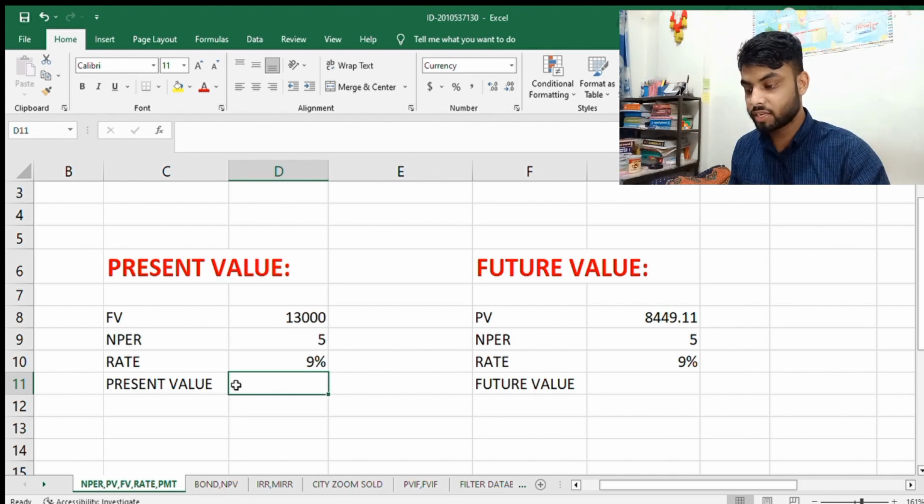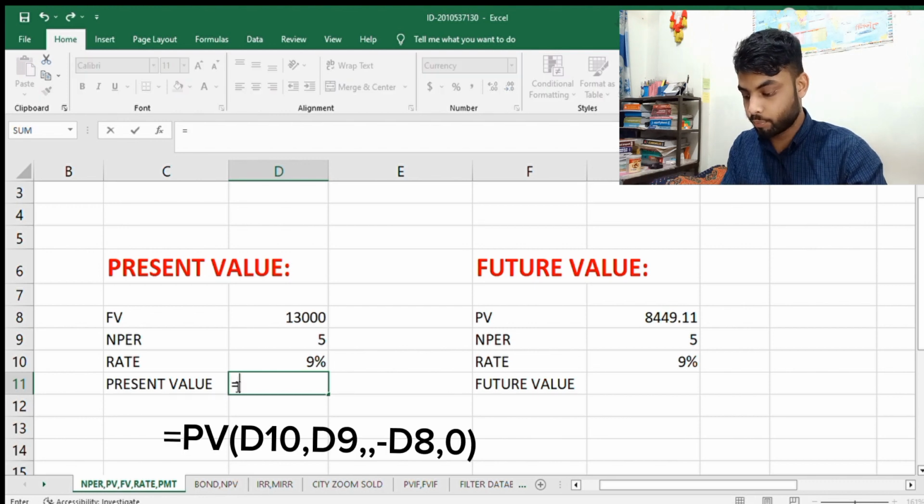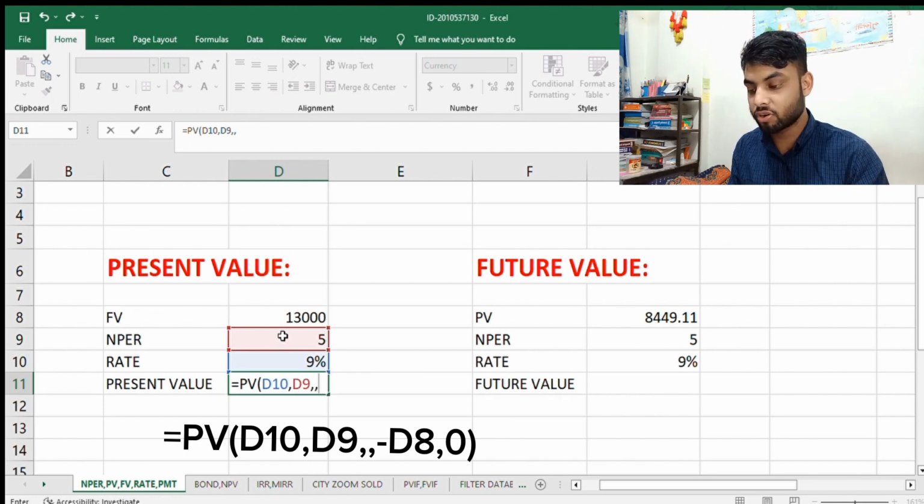For this, we can enter the formula of present value: equals PV. That means present value. Bracket start, then we insert rate, interest rate 9%, then comma, number of periods 5, comma, payment is not here. Then future value: we enter minus before inserting the future value because it is a cash outflow, so we can insert minus future value, and then we insert the type.